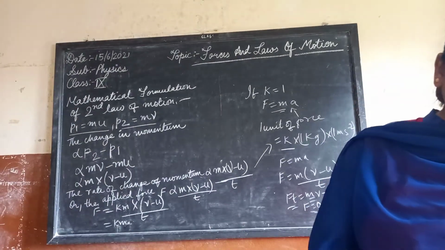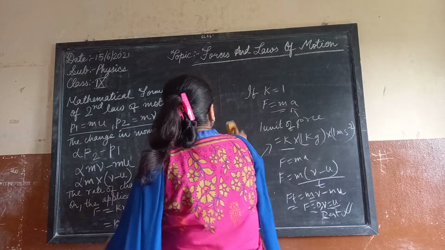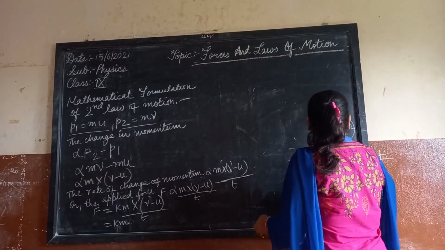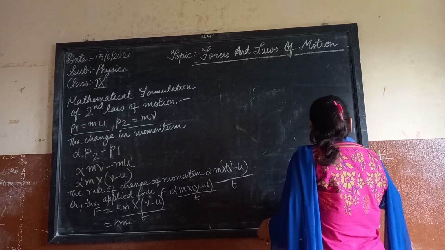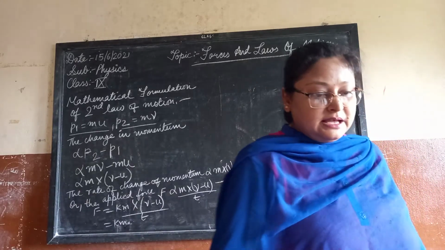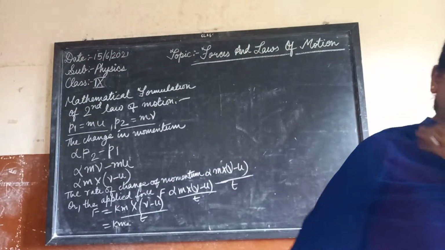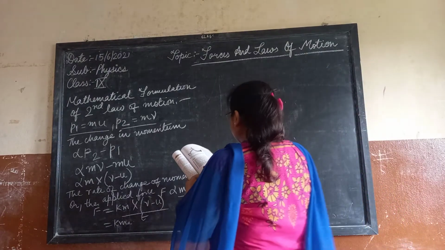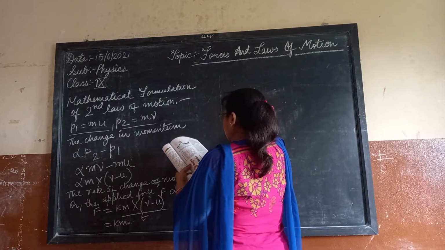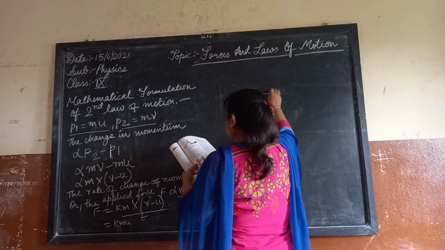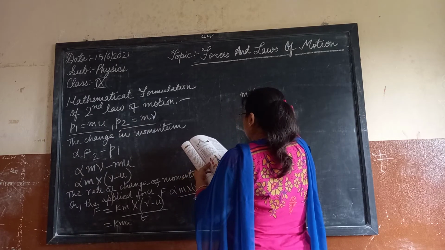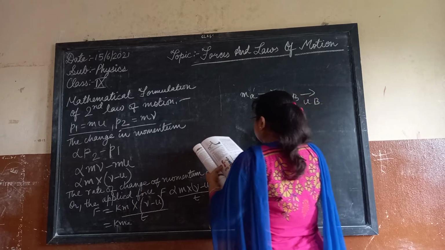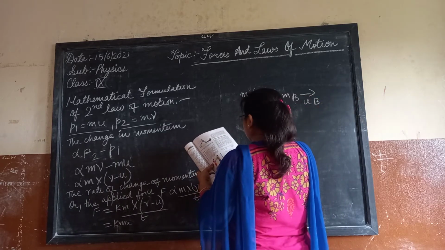Now, conservation of momentum. I will make you note some points here. So in the conservation of momentum, what happens? There are two balls, A and B, and we take the mass of A as m_A with velocity u_A, and m_B with velocity u_B. Okay, so they will collide, and what will happen?